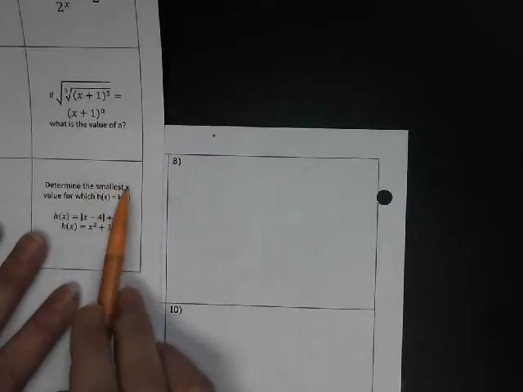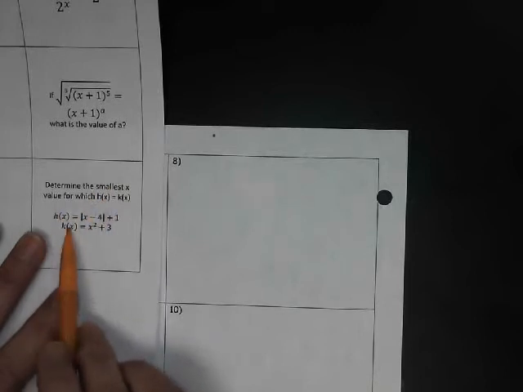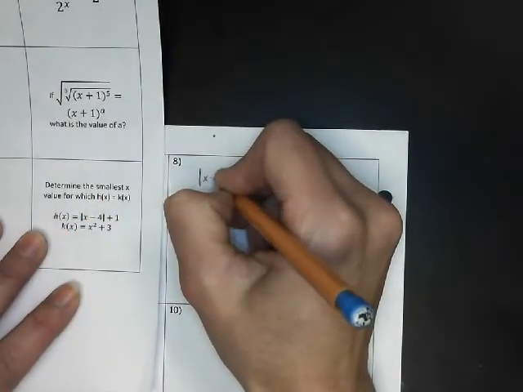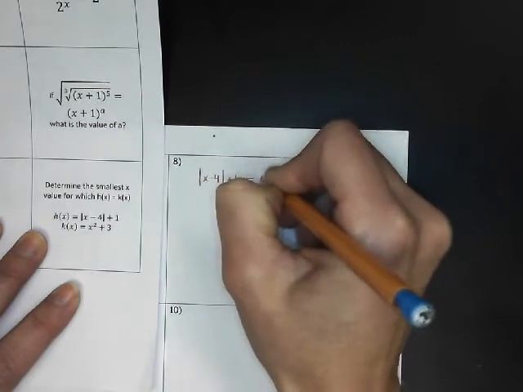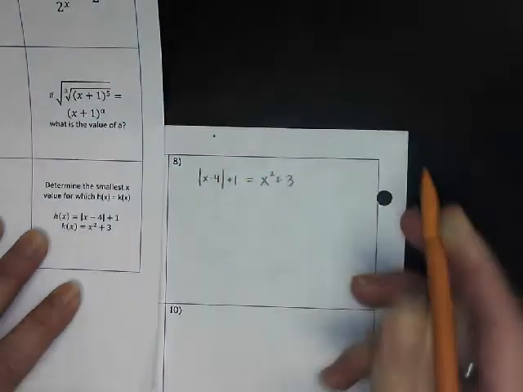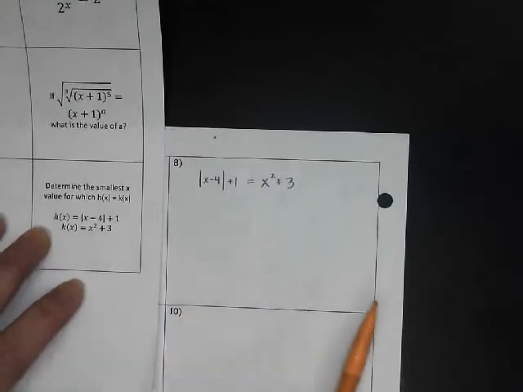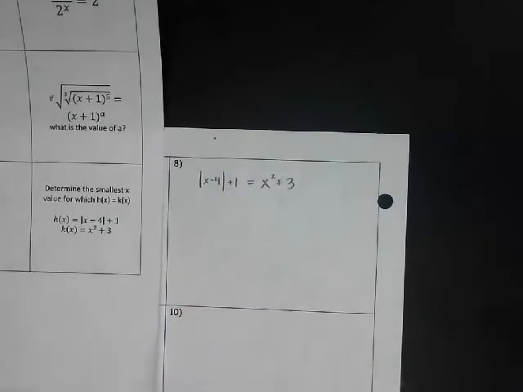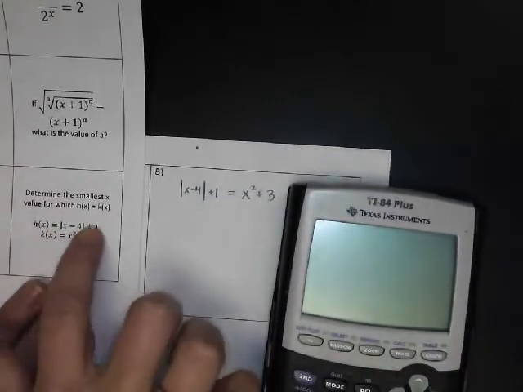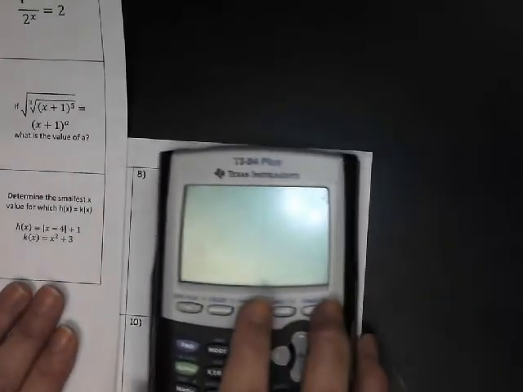For number 8, we're essentially determining the smallest x value for which this function will equal this function. We're essentially trying to solve this. This is a mixture of an absolute value equation solving with a quadratic. We don't know how to do this by hand. This is too complicated. So we will treat this like a system of equations where this is one function, this is another function, where do they cross?